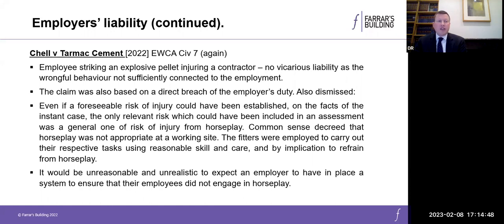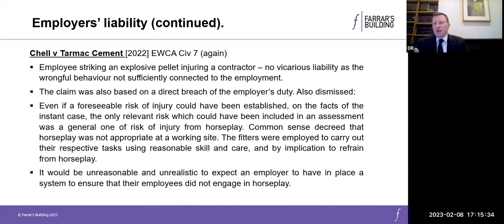And again, as I also mentioned, the case of Chell and Tarmac Cement is useful for detailing not just the vicarious liability test, which we've looked at, but whether also there's a direct breach of an employer's duty of care in circumstances where allegedly there's a failure to assess the risk of employee misconduct. Again, a category of cases which quite often we encounter. The factual background you have, there was a known ill feeling between employees and contractors on the site, and an employee brings in an explosive pellet and harms a contractor.